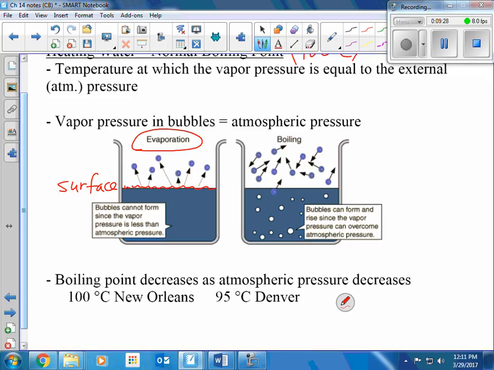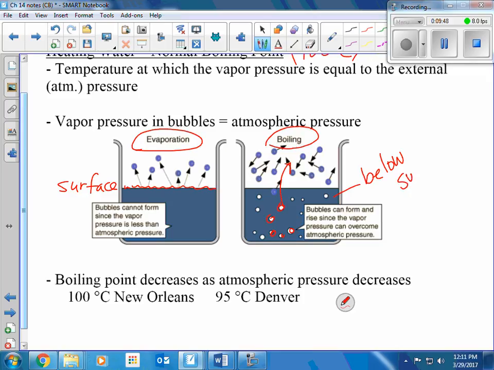When I go to boiling, you guys can see that there are bubbles underneath here. And so they can overcome the pressure. You guys saw me do this with the vacuum chamber the other day. And so these molecules can come out of here. So this is going to happen below the surface.